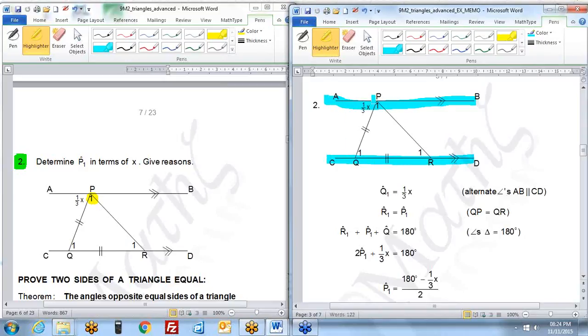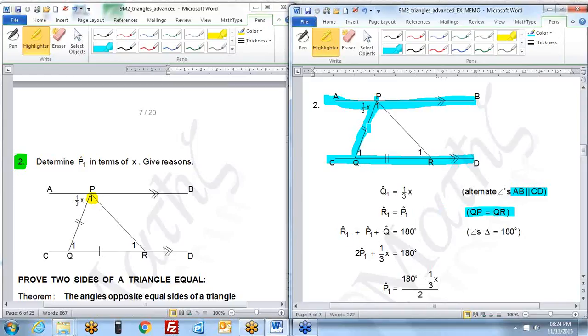So you guys can clearly see the Z over here. Alternate angles. You have to mention the lines also which are parallel. AB is parallel to CD. So therefore, angle Q1 will be 1/3 x. So now we have angle Q1, and you mentioned that angle R1 equals angle P1. The reason: QP is equal to QR.